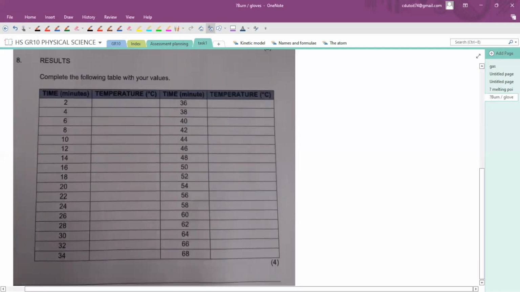Okay, this is a problem you have. You don't have temperature readings here. Every 2 minutes, you need to take a temperature reading. Oh my God. You see that this is a problem if you don't do the experiment. If you don't have a thermometer, you have a problem. Okay. Right. So we are going to have a small problem here.